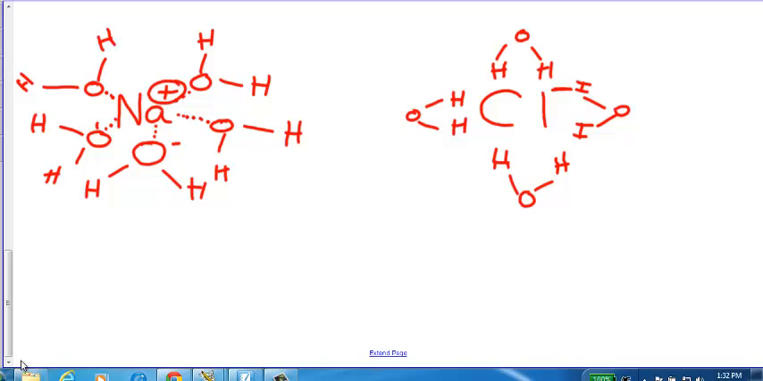It's very important. I've actually seen questions on the Regents exam where they give you an ion and ask you to draw the water surrounding it. So you have to know to turn the molecule the proper way, right? If the ion is positive, you surround it so that oxygen's attracting it. If the ion's negative, you surround it so hydrogen's attracting it.